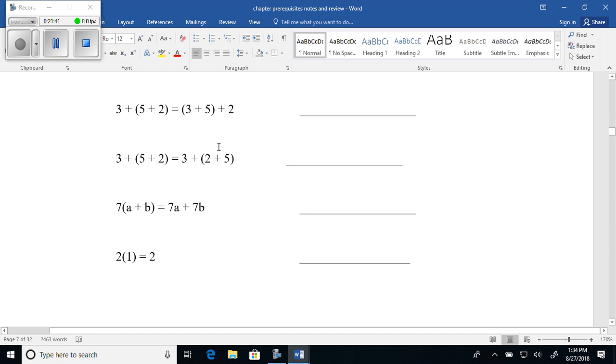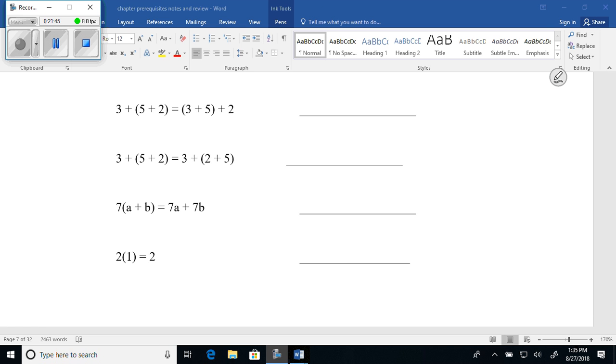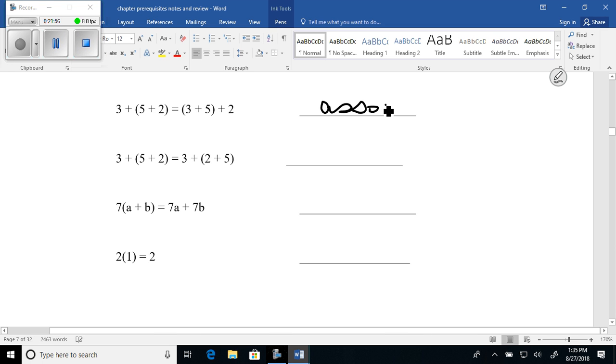Write them down. What did you get for the first one? Associative, everybody agree? Associative, we regroup. They're in the same place. 3 is first, 5 is second, 2 is third. First, second, third. Nothing moved. So it's associative. Second one.